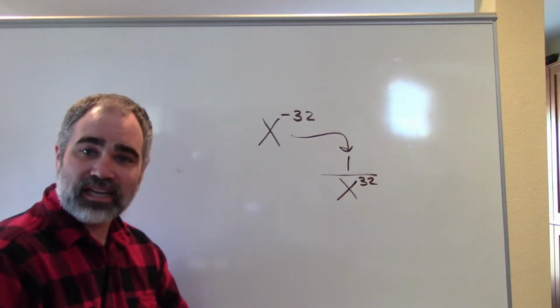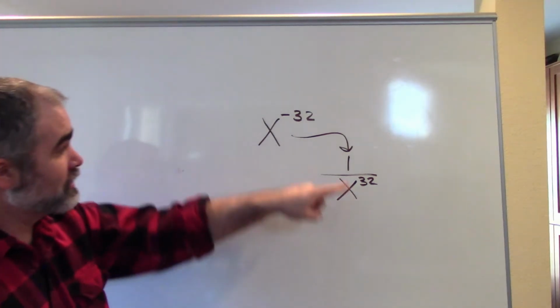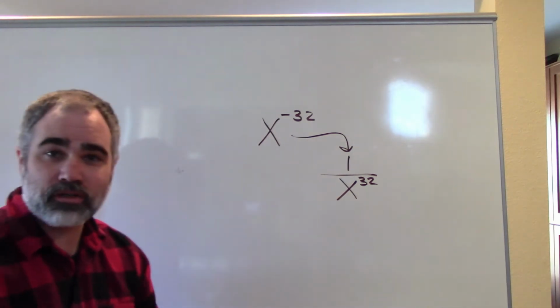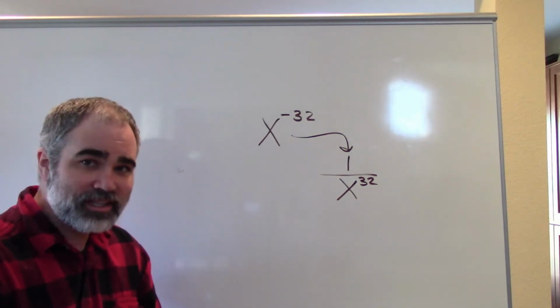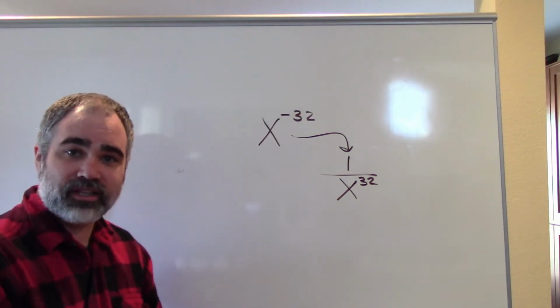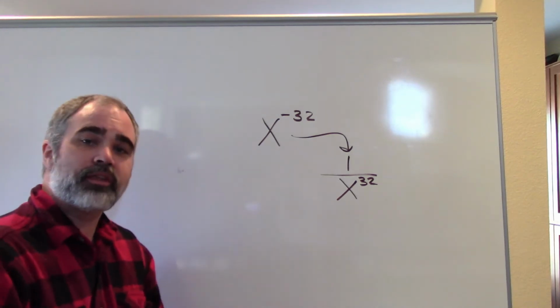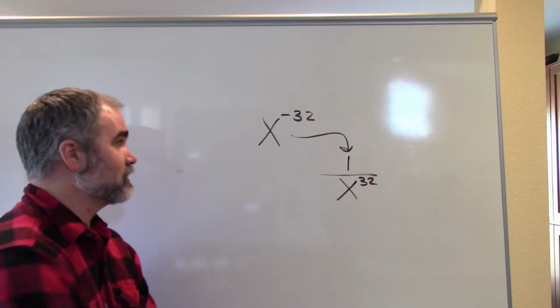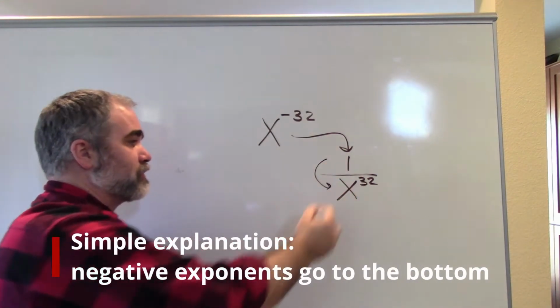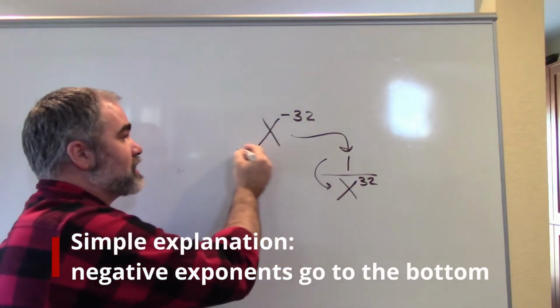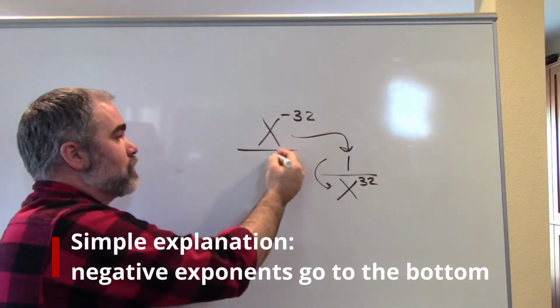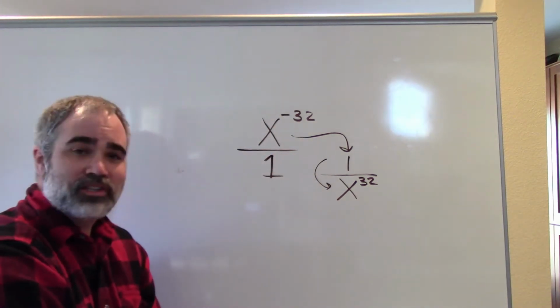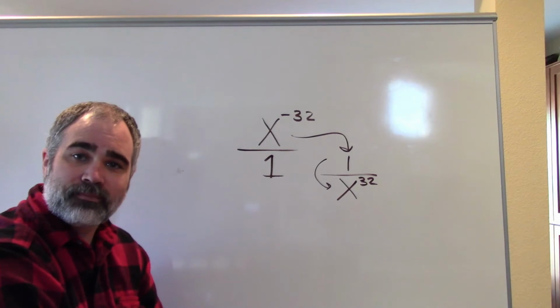Whatever that exponent is, if it's negative, it's going to be 1 over the positive version of that. I think it's really cool, and it's not even that scary. It's a very easy trick. One of the things I tell my students sometimes is, what happens to negative exponents? They just go to the bottom of a fraction. You can think about this as x to the negative 32 over 1. You can flip that fraction upside down and realize what it really is.